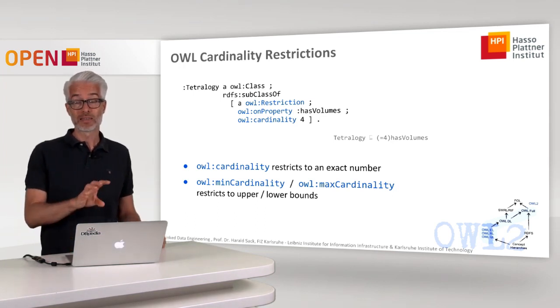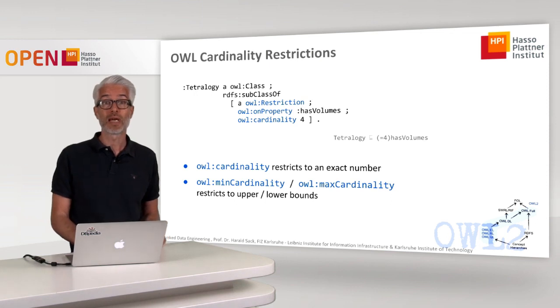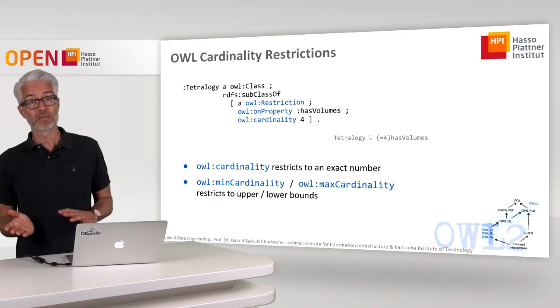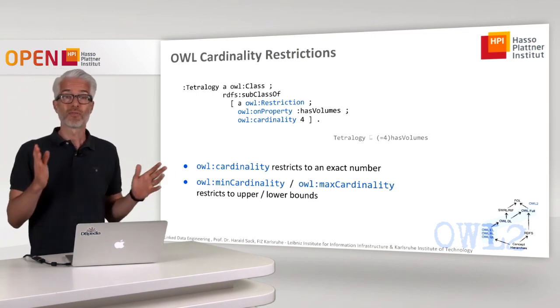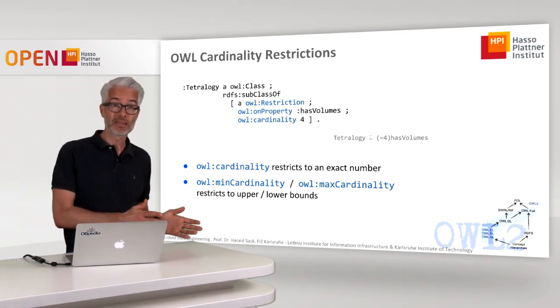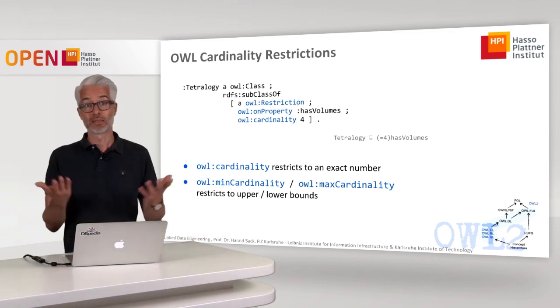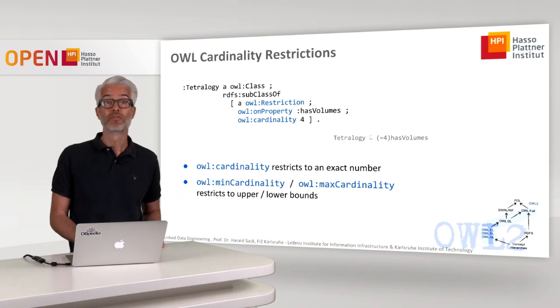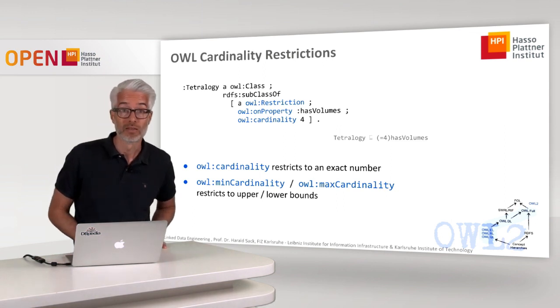So OWL cardinality, this keyword restricts to an exact number. Sometimes you only want to give upper or lower bounds. This is also possible. Therefore, you have the OWL keywords min cardinality and max cardinality as lower and upper bound. So this is for OWL cardinality restrictions.